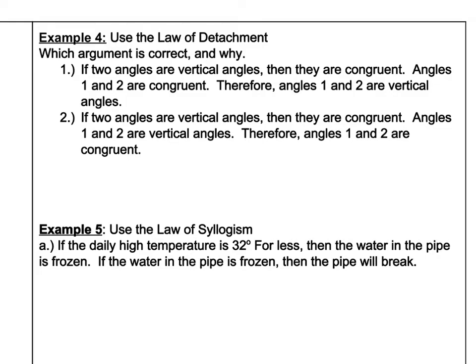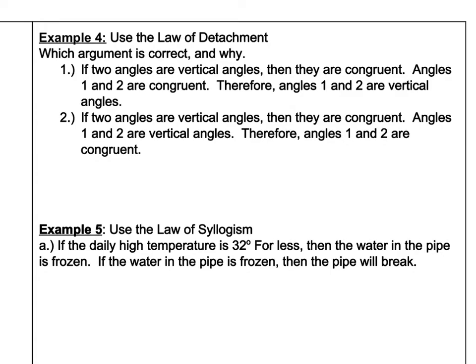So, for example, let's look at this first one. It says if two angles are vertical angles, remember vertical angles are angles made when you have two intersecting lines. So, like, these two would be vertical of each other, okay? And they're always going to be congruent. So, if two angles are vertical angles, then they are congruent, which is true, okay? Angles 1 and 2 are congruent. Therefore, angles 1 and 2 are vertical angles. Do you think that's true or false? I'm going to tell you it's false, and here's why.